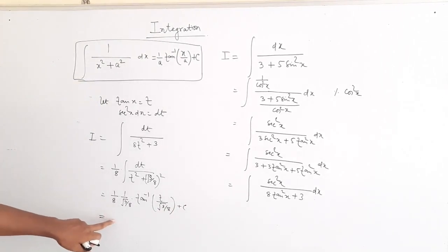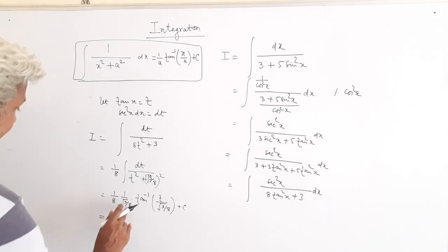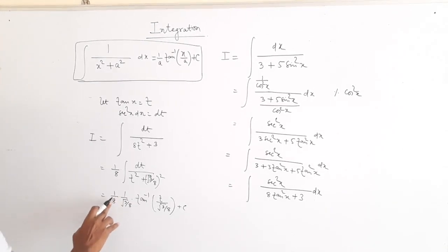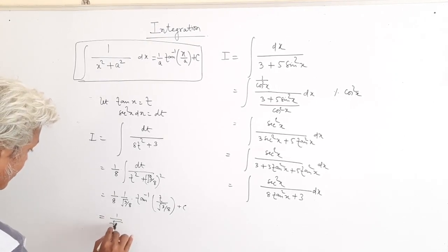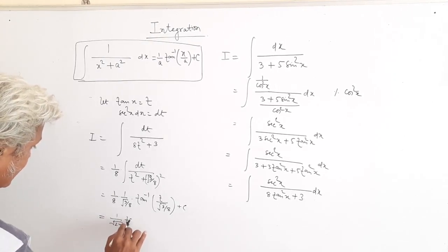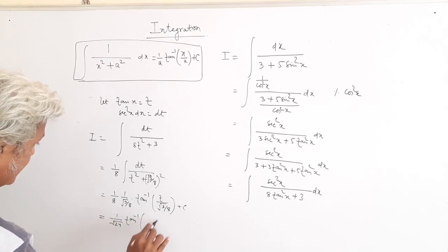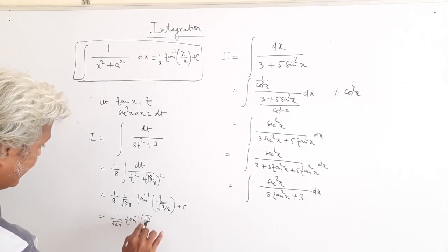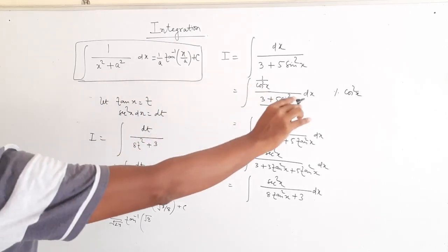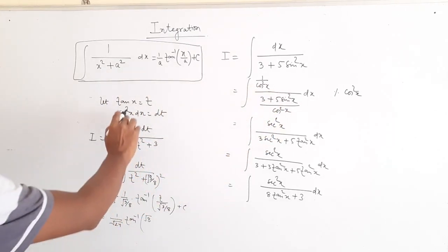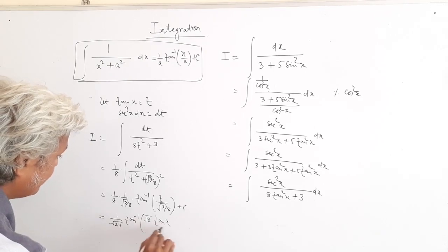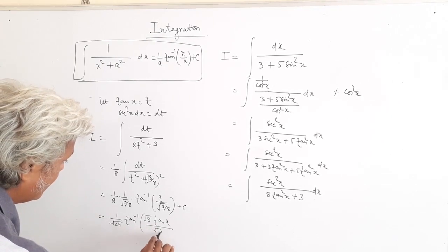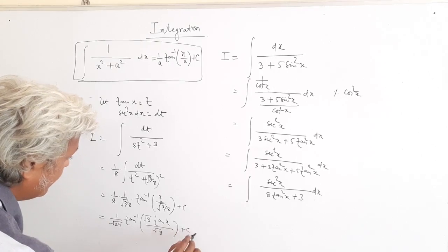So this one I can write in this step. 8 goes, root 8 goes on the top and it will cancel the 1 root down. So this will become 1 over root 24 tan inverse of root 8 t. At the place of t we can write our substitution, that is tan x. So this is tan x over root 3 plus c.